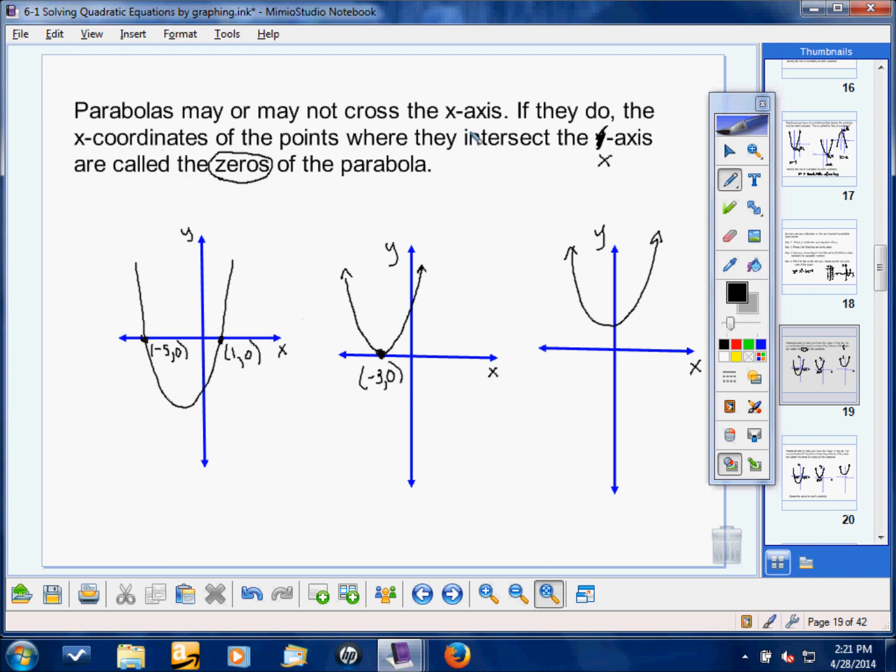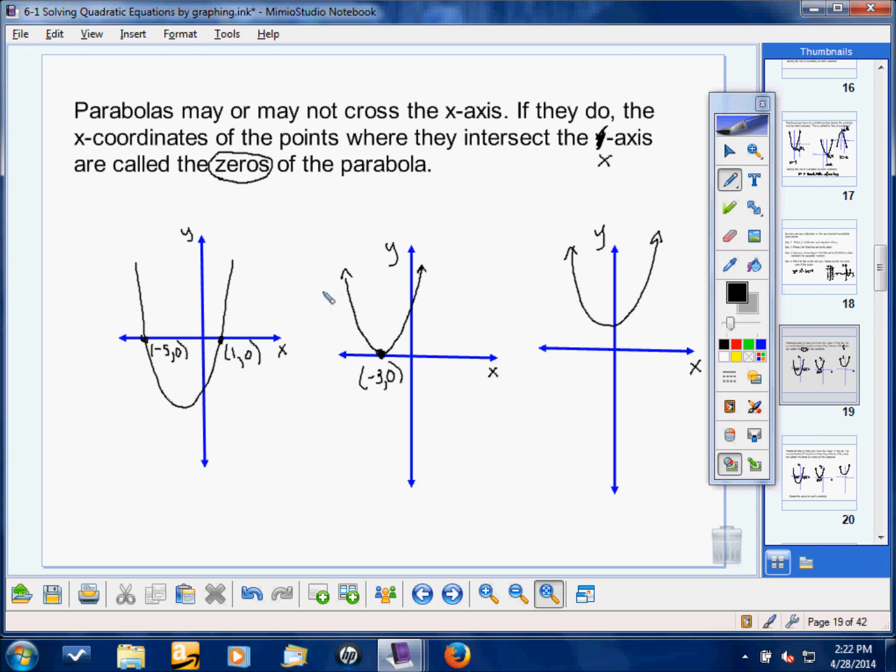Parabolas may or may not cross the x-axis. If they do, the x-coordinates of the points where they intersect it are called the zeros. You could also call them roots. You could also call them solutions. You're going to need to know all of them. I'm just introducing the terms one at a time, but they're all synonyms.